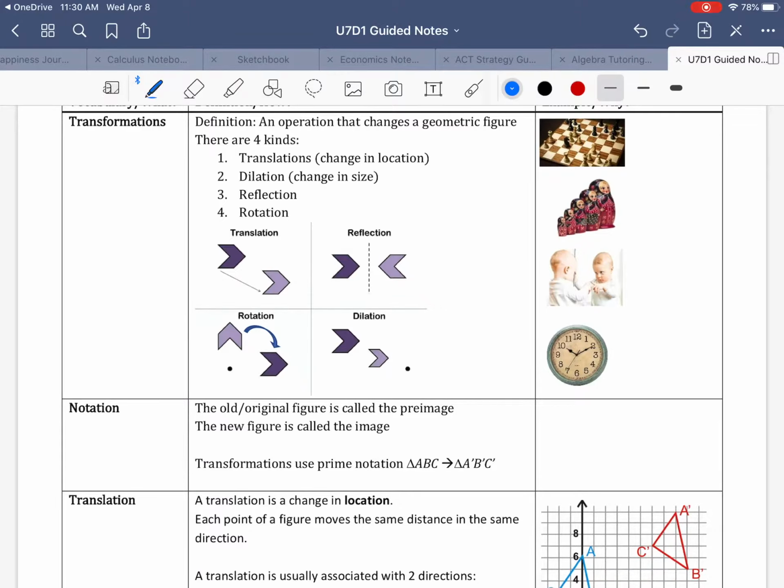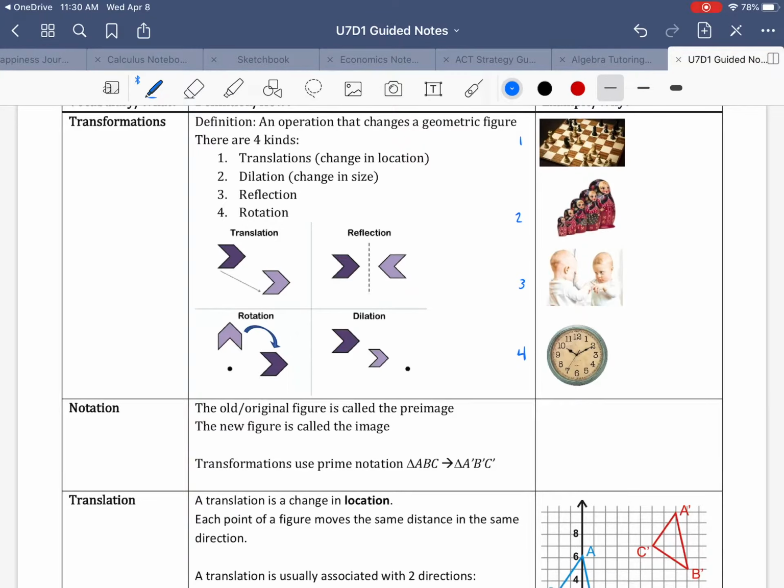If you guys take a look at the 4 images over here, 1, 2, 3, 4, each one of those images is represented by a translation, dilation, reflection, or rotation. Take a second and see if you can figure out which one goes with which of these transformations.